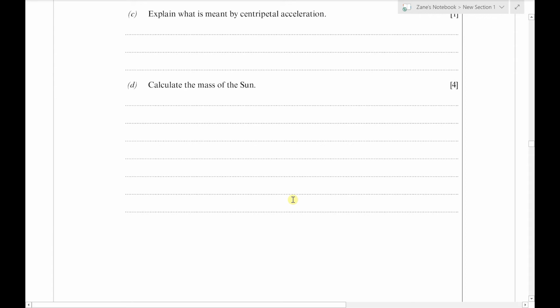Next, a question asks us to explain what's meant by centripetal acceleration. So this is just simply acceleration towards the center of a circle. And last bit, we've got to calculate the mass of the Sun.